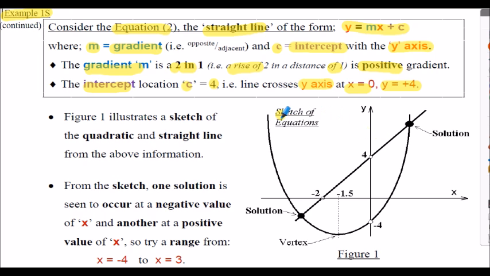Here's a sketch of the two equations. So this is our quadratic curve, which produces a parabolic curve, in the form of a bucket here with the vertex at the bottom of the bucket. And here's our linear line with the gradient of positive 2. The intercept with the y-axis for the quadratic is at negative 4. The intercept with the y-axis of the linear line is positive 4. We calculated on the previous slide that the vertex occurs at x equal to negative 1.5. Here's the location of the vertex.